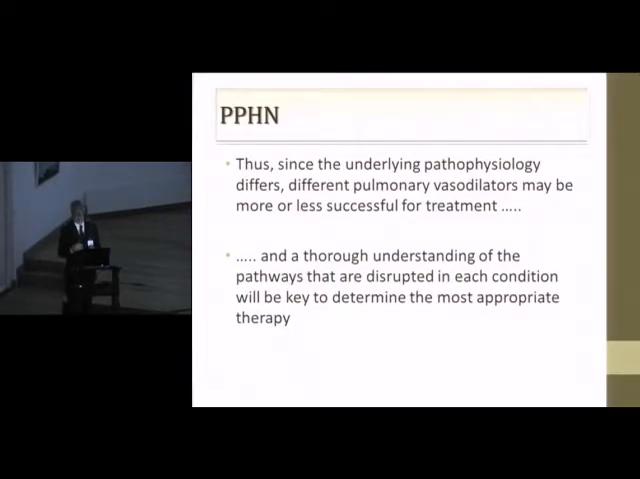Since the underlying pathophysiology differs, different pulmonary vasodilators may be more or less successful for treatment. And as you saw, Judy's heading down a path with citrulline as being one of those other ways to do this. It would be nice if we had a more thorough understanding about what was disrupted in each condition. Why is pulmonary hypertension part of meconium aspiration, and which pathway may work and which vasodilator may be more successful in that group?